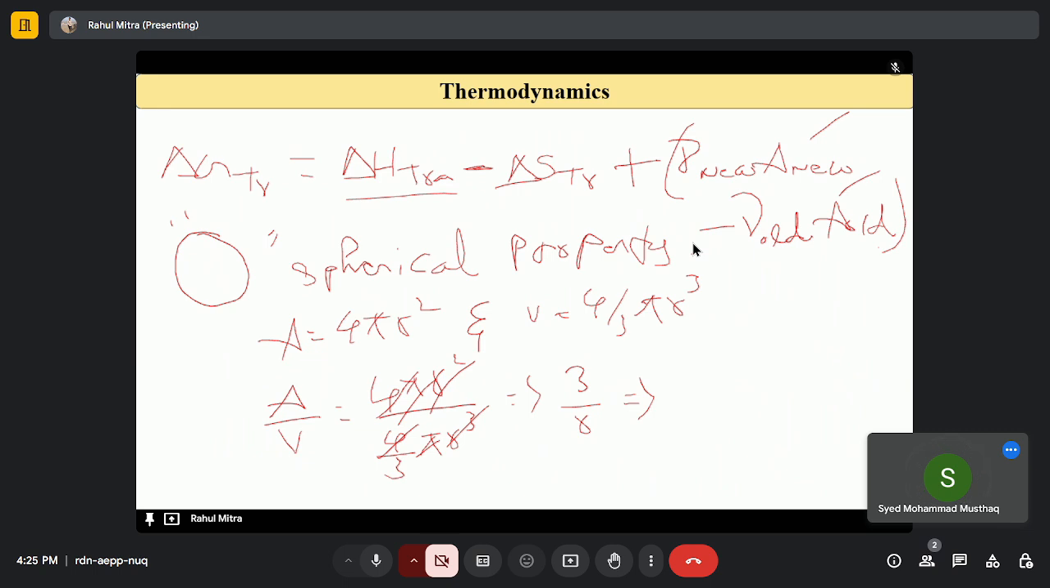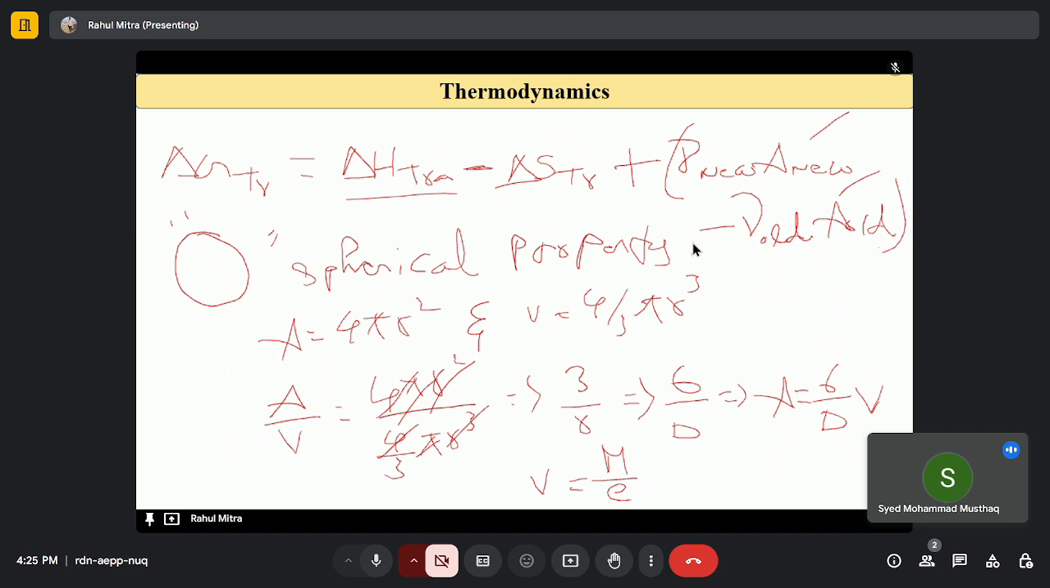Or we can write it as, diameter is 2 times r, so r will be d divided by 2, then it should be 6 by d. So we have the relation area by volume equals 6 by d. Now what is volume? Volume again has a relation: volume equals mass by density.